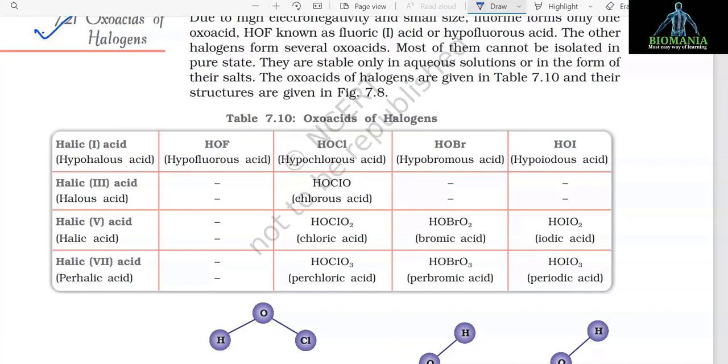7.21 Oxoacids of halogens. Due to high electronegativity and small size, fluorine forms only one oxoacid, HOF, known as hypofluorous acid. The other halogens form several oxoacids. Most of them cannot be isolated in pure state. They are stable only in aqueous solutions or in the form of their salts. The oxoacids of halogens are given in table 7.10 and their structures are given in figure 7.8.